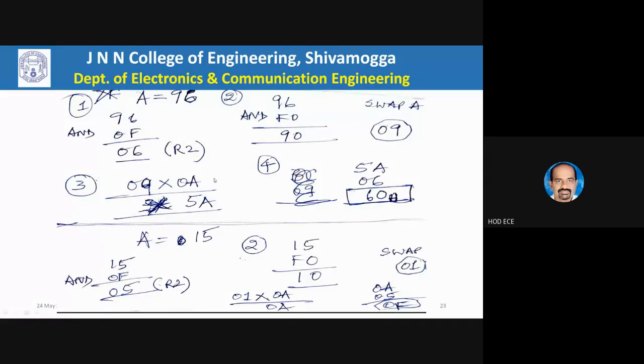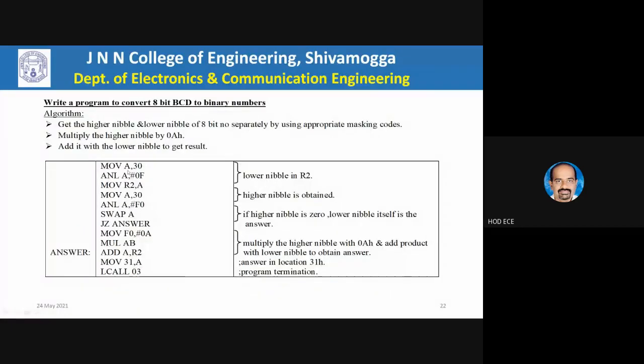If you divide it by 16, you get 5 times 16 is 80, remainder is 10, and 10 is nothing but A. So you are going to get 5A, that is 9 into A. That 5A you add to the lower nibble, that is 06. You are going to get 60H. So 60H is the binary answer. 5A plus 06 is 60. So this is the very simple algorithm. Same thing you are doing here: ANL A, #0F.